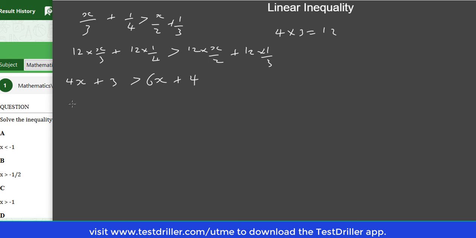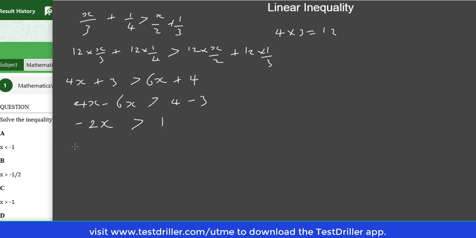So you collect like terms. You take this 6x to the left, that gives 4x minus 6x greater than 4, which is on this side, minus 3. If you take this to the other side, the sign changes from positive to negative. So 4x minus 6x will give you minus 2x greater than 1.